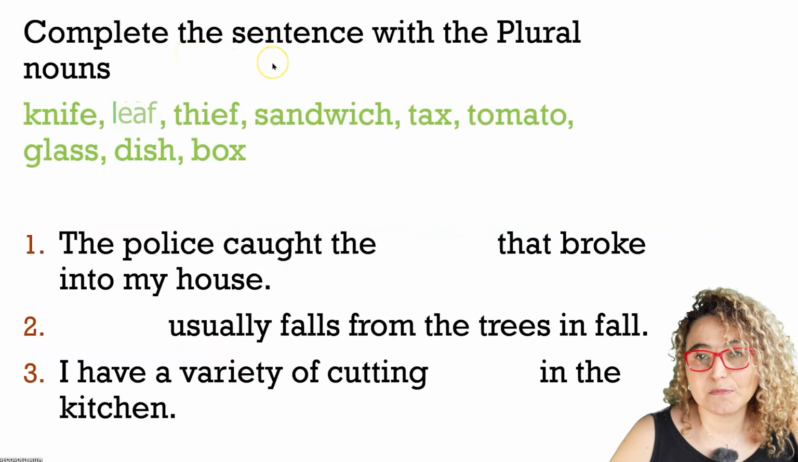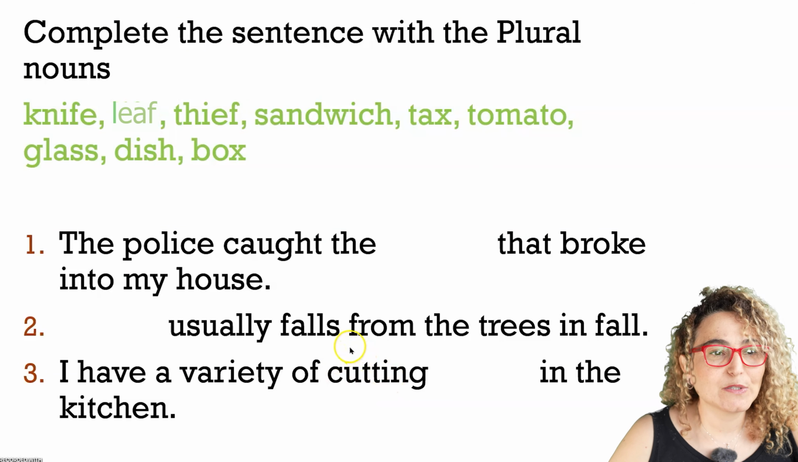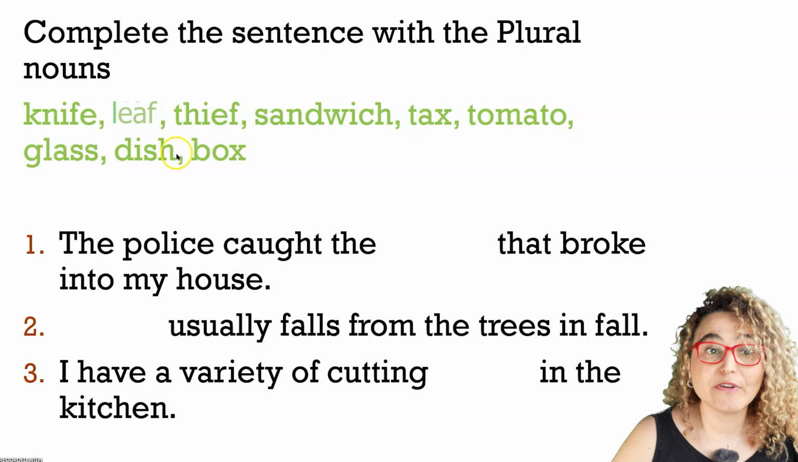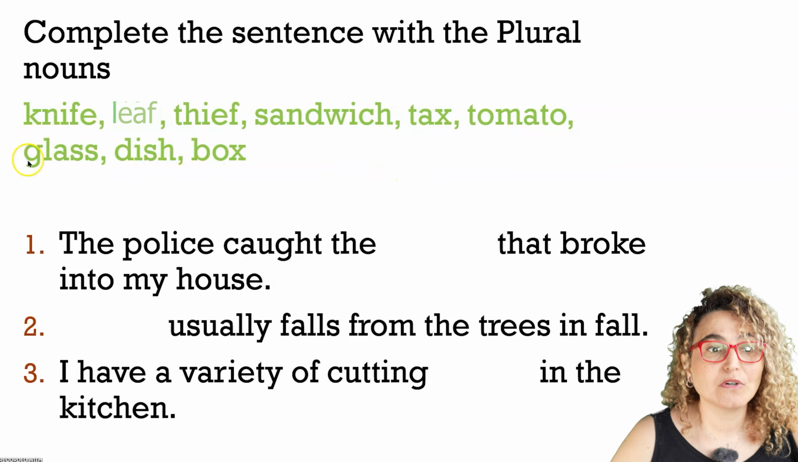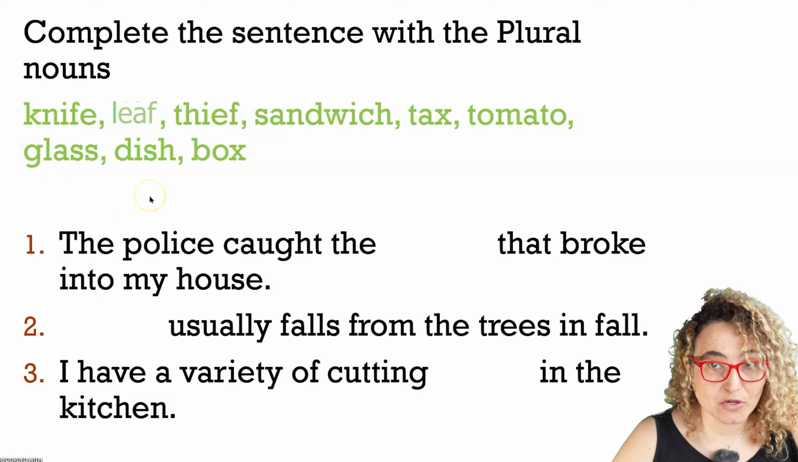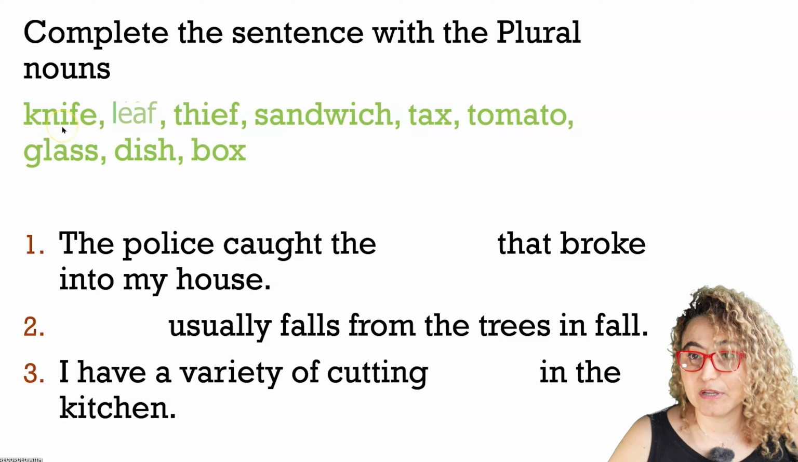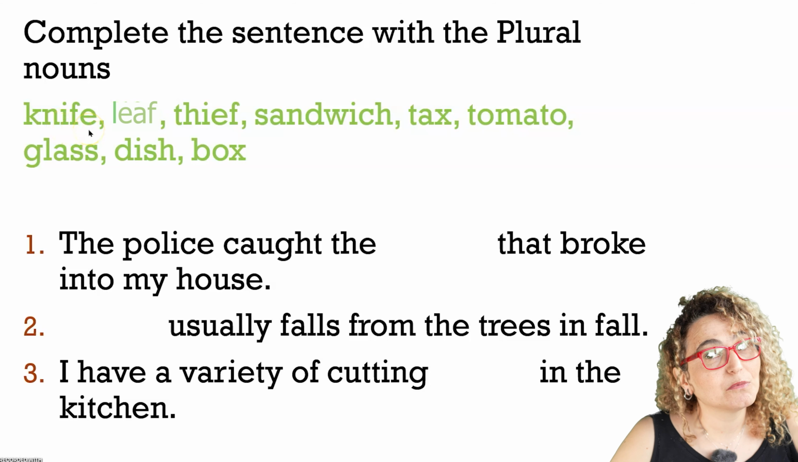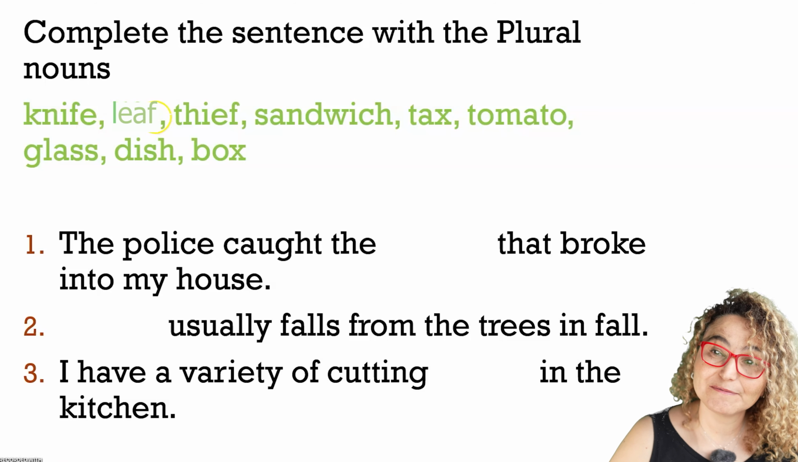Complete the sentence with the plural nouns. Okay, so let's work on this together. Knife, life, thief, sandwich, tax, tomato, glass, dish, and box. Remember the rule when the words end with FE. What is it? I hope you guessed it right.